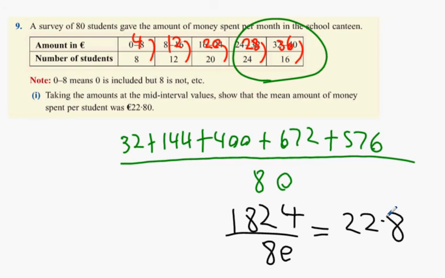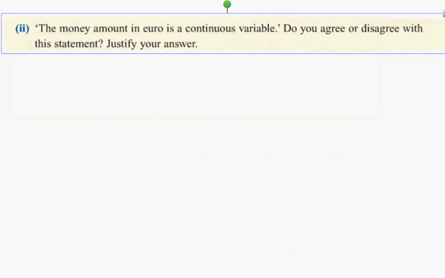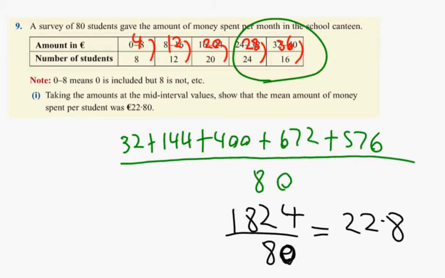Yes? What? 80 on the bottom? Yeah, it is meant to be a 0. Okay. The money amount in euro is a continuous variable. Would you agree or disagree with this statement? Justify your answer. The money in euro we spend in the school canteen. Now, it's not.